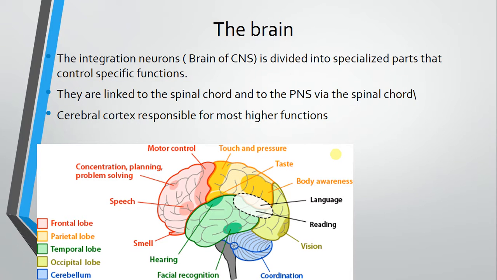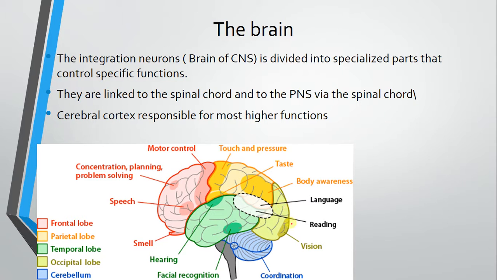The brain is really important as far as the AP test is concerned. The roles and functions of different portions matter, but neuroanatomy is not very important. The brain is important for integrating the information brought to it and then sending out orders of what to do. And the brain is divided into specialized parts that control specific functions. They're linked to the spinal cord and to the PNS via the spinal cord, so it's linked to the efferent and afferent neurons.